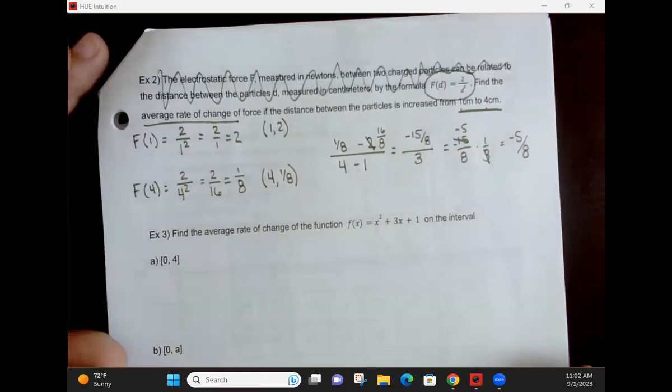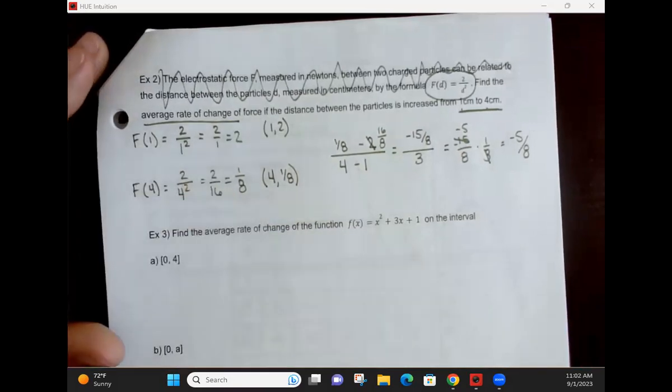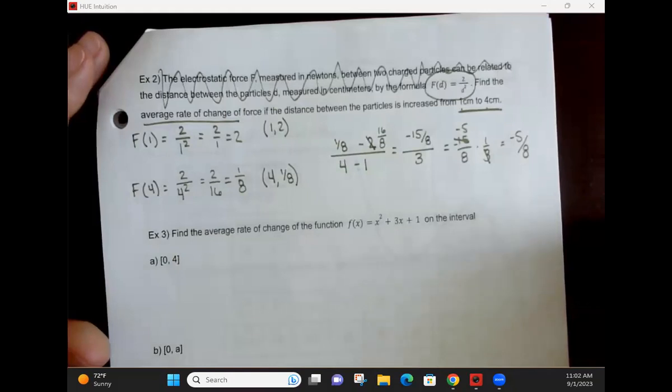But just average rate of change. All this extra stuff in here doesn't matter. It's just average rate of change. Questions for me on example 2?